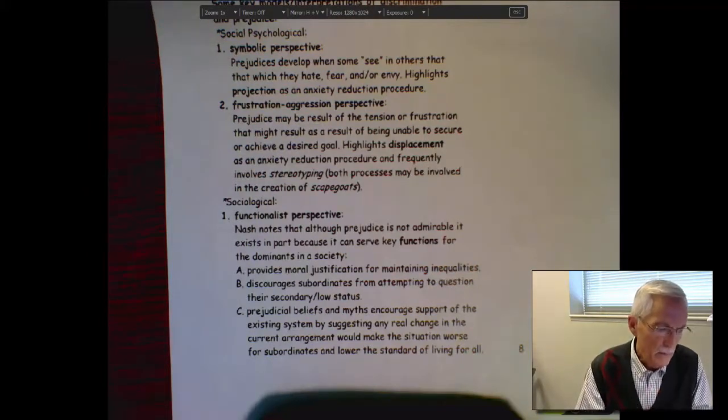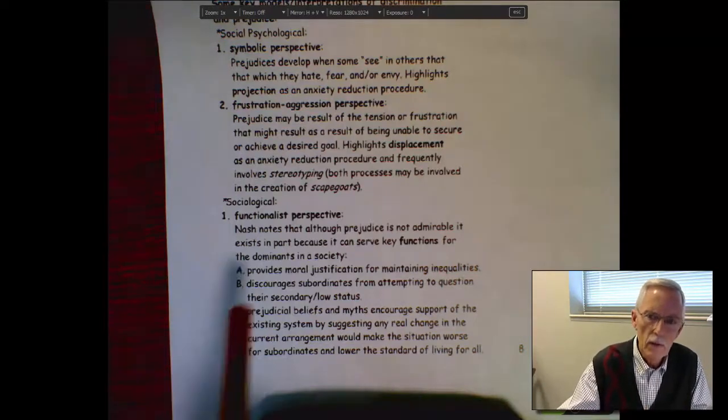On the one hand, if you look at A, the system is thought to be the way it is because minorities are believed to be inferior. So you've got right there a justification for maintaining inequalities. Now take a look at B.